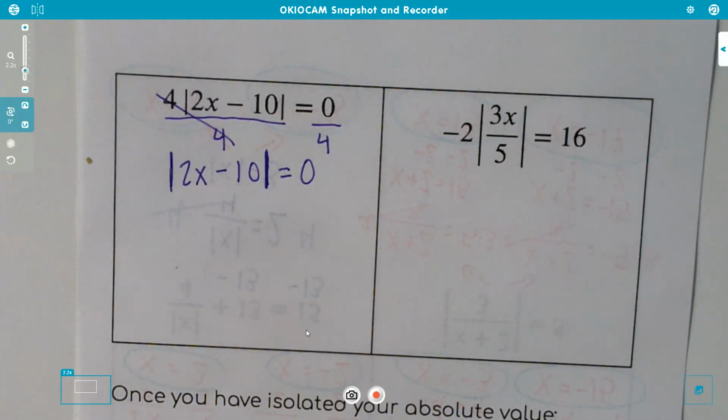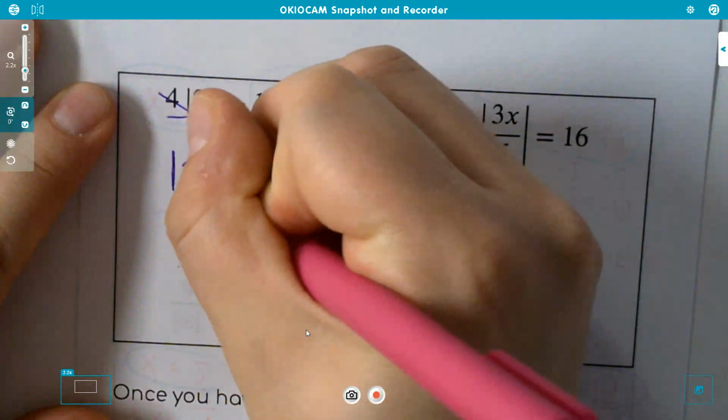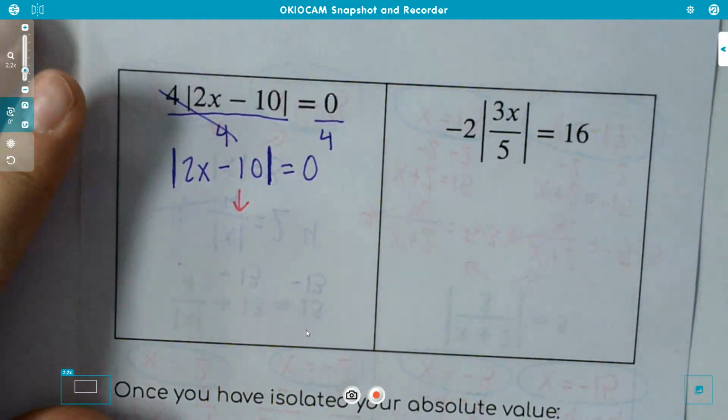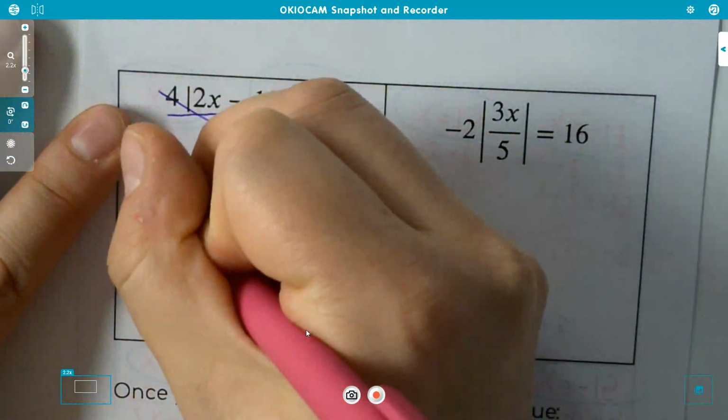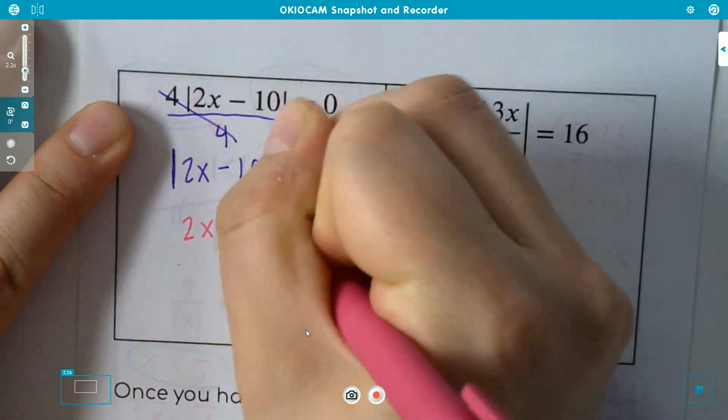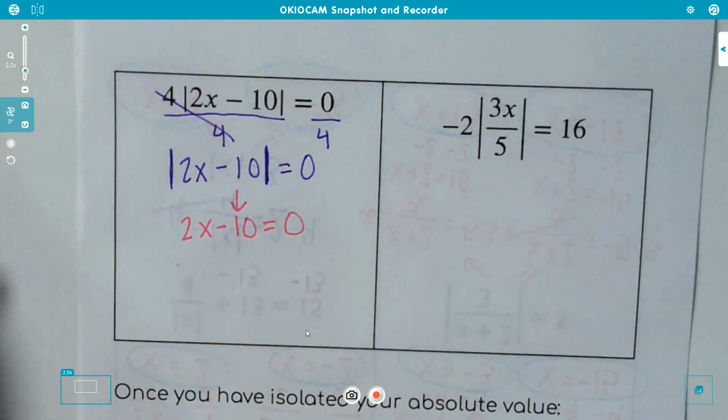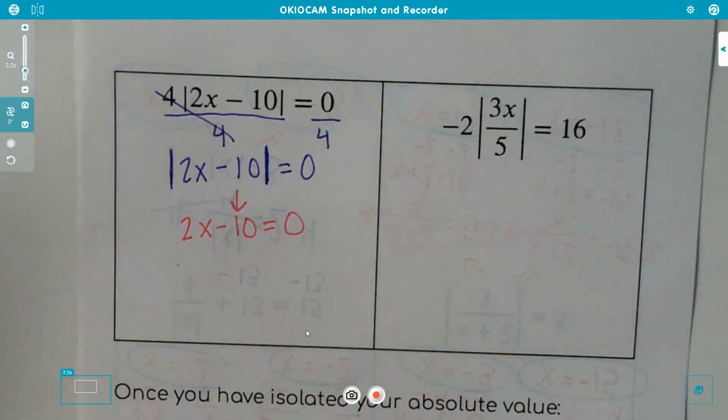Zero is neither positive nor negative. So I don't have to solve both. Because if I were to solve 2x minus 10 equals 0 and 2x minus 10 equals negative 0, negative 0 is not a thing. And it's the same thing. So I would just be solving 2x minus 10 equals 0 twice. So I don't need to do the same thing twice. I'm just going to do it once. So if your absolute value is equal to 0, you only need to solve equal to 0. Because the distance from 0 is always 0. So you still need to solve, though. Because you still got to solve for x.